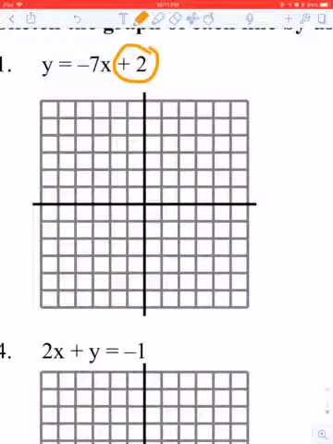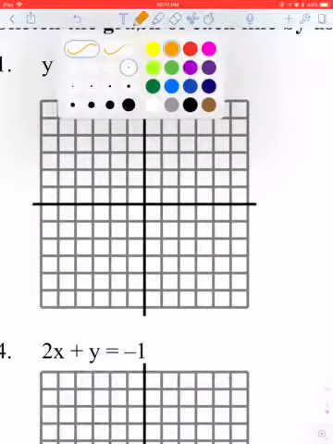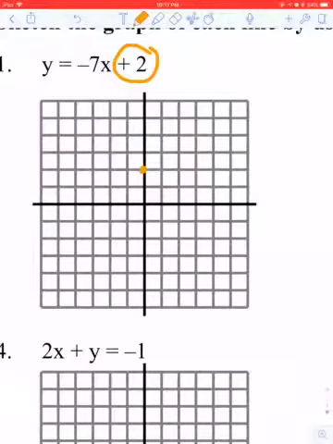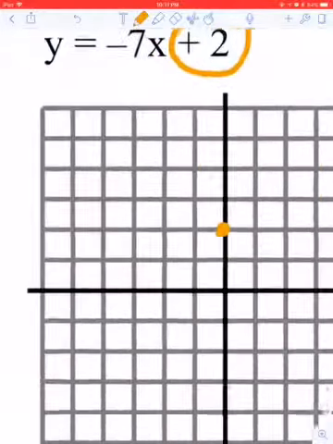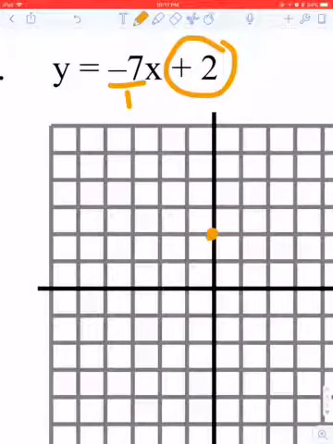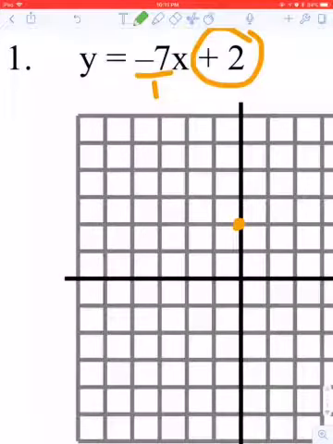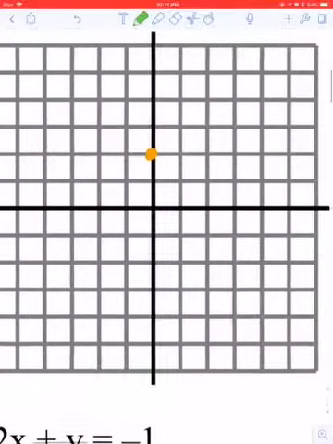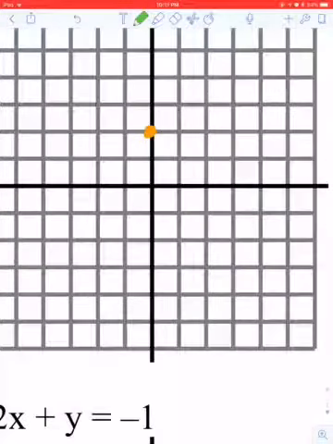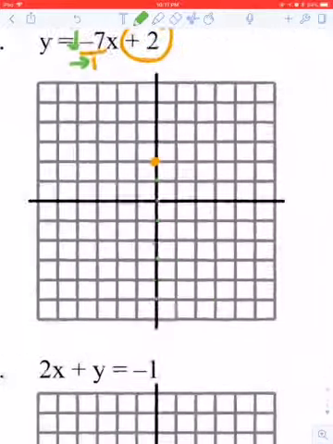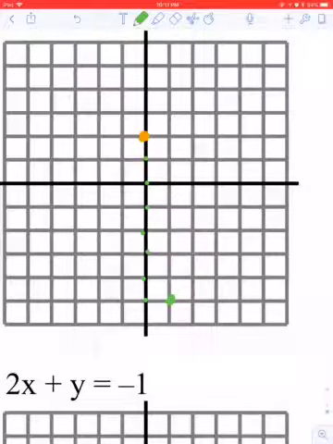So I'm going to go from my y, this is your y, I'm going to go up 2. Put a dot right there. The negative 7, so you could put a 1 underneath it. Negative 7 means you're going to go down 7. You're always going to go to the right 1. So from that point, I'm going to count down 7: 1, 2, 3, 4, 5, 6, 7. I'm going to go to the right 1. And that's my line.